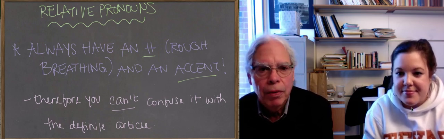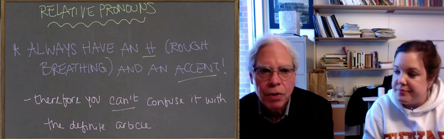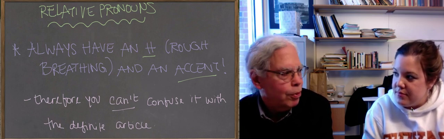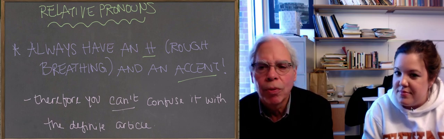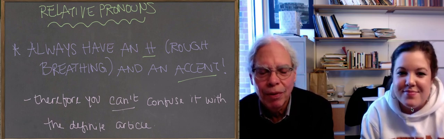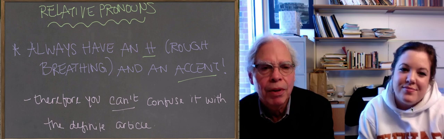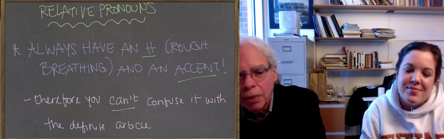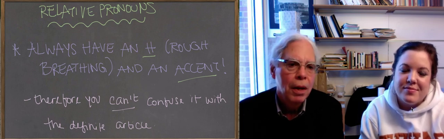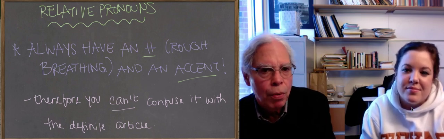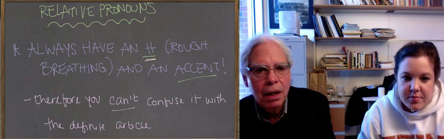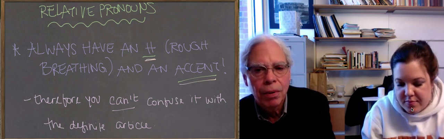We're going to talk about the forms of the relative pronouns in Greek. Okay? So, before we do, we give you two reassuring rules, because these forms look very similar to things that you already know, namely the definite article. But here's the key concepts. We'll come back to these after you look at them. The relative pronouns always have an H. They never have a T at the beginning, and they always have an accent, both of those things.